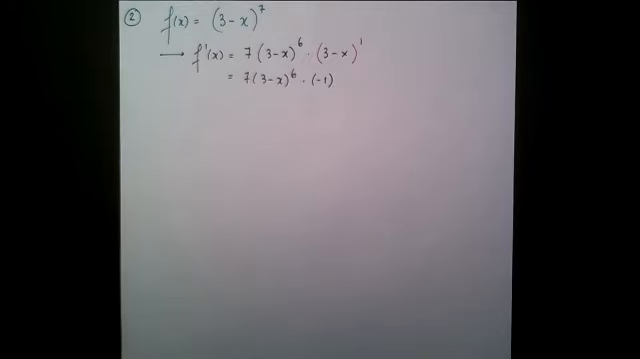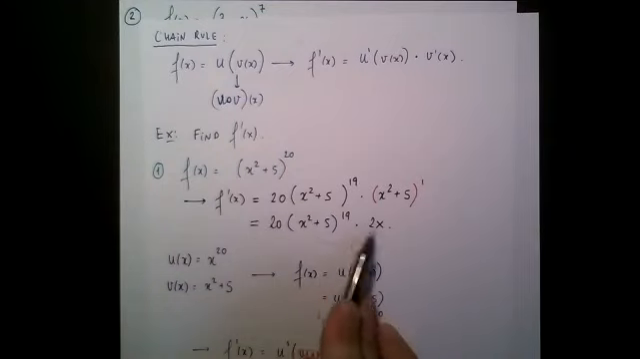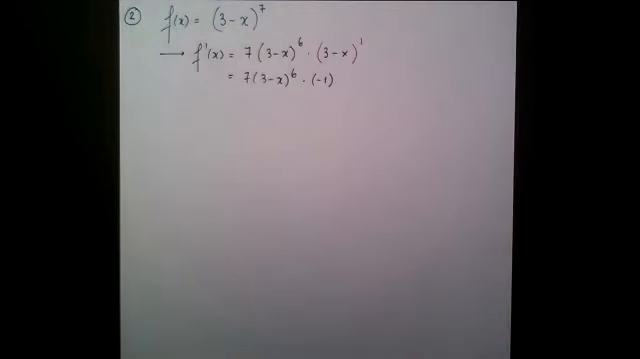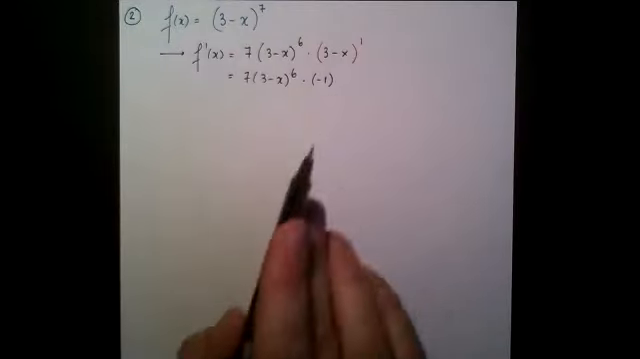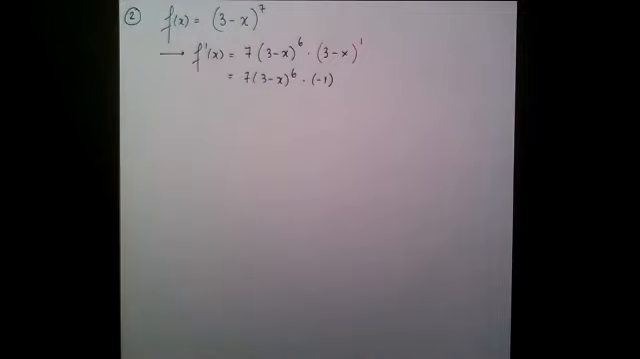Question. Could we put the minus 1 in and write minus 7? Yeah, sure. Even in the other question, right here, you could have done 40x. You could have combined the 2x and the 20 to make it 40x times this. Yeah, you could. I'm just not focusing on the simplification for now. I'm just focusing on finding the derivative. But you're right. This will be minus 7 times 3 minus x to the power of 6. You're right.